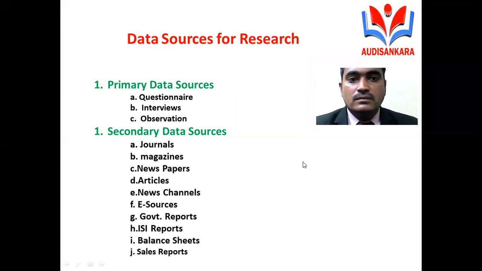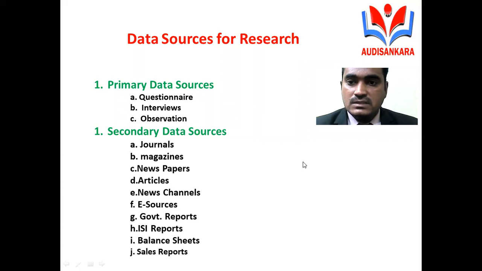Today we are going to learn about a new concept, data sources for research. For conducting any research, we require sufficient sources of data. Otherwise, when we do not have sufficient data sources, it's very tough to conduct research in any discipline. So that's the reason why, when we want to conduct efficient research, we should have data sources, right?